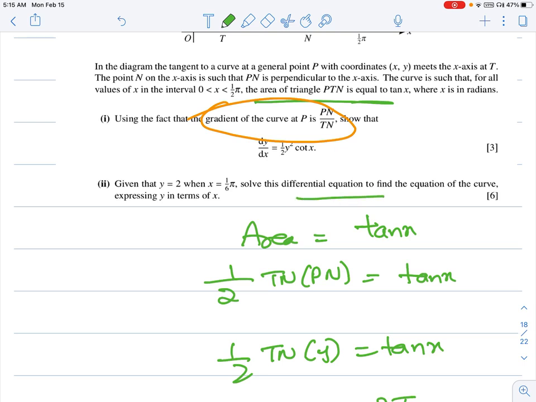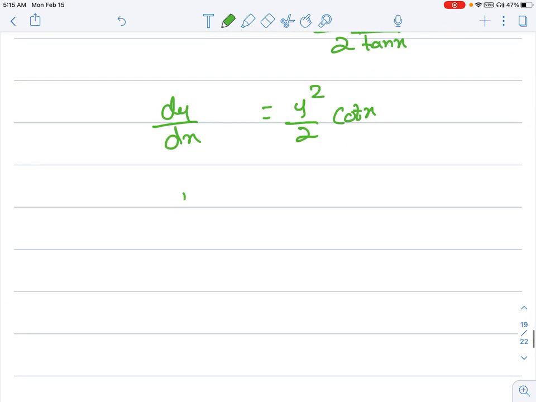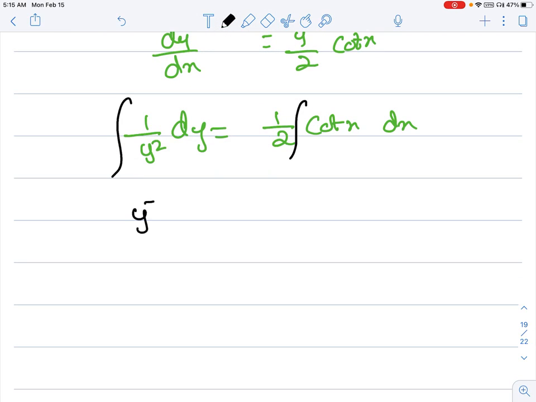Now solve this differential equation. So dy is equal to 1 upon 2, this is 1 by y square. Bring all the y terms on one side. Cot x dx. Then what I can do? Apply integral on both sides. This becomes y power minus 1 by minus 1 is equal to 1 upon 2. Cot x integral is ln sin x plus c.